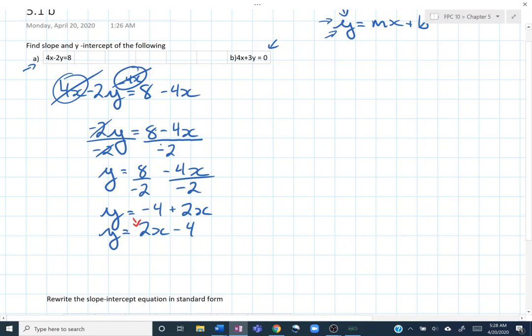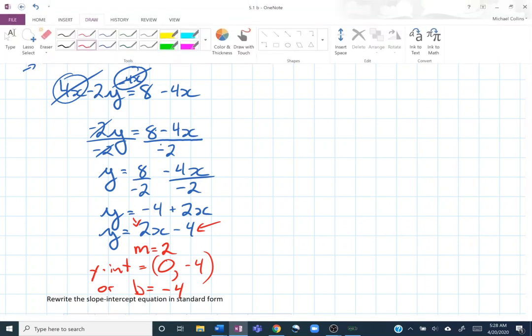This coefficient in front of my x is always my slope. So my slope for this is 2. My y-intercept will always be this constant that's out at the end. So my y-intercept is going to be, and we can write this either way, where the x value is 0 and my y value is b, which is the last coefficient. Or some people will just say b is equal to negative 4, and we know that that's the same thing.